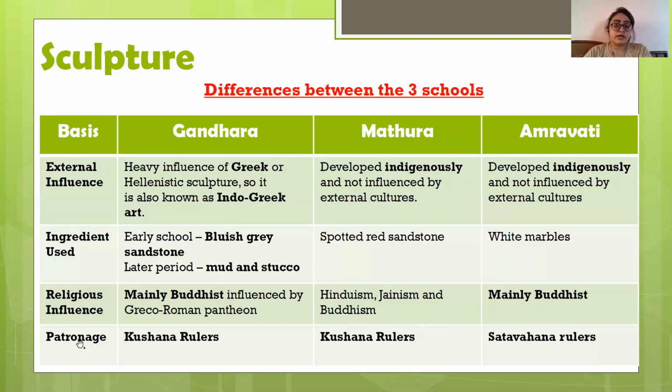Then, who patronized these? The Gandhara school was patronized by the Kushan rulers, the Mathura school was patronized by the Kushan rulers, and the Amravati school was patronized by the Satavahana rulers. So only Amravati is the odd one out. The rest two schools were patronized by the Kushan rulers.